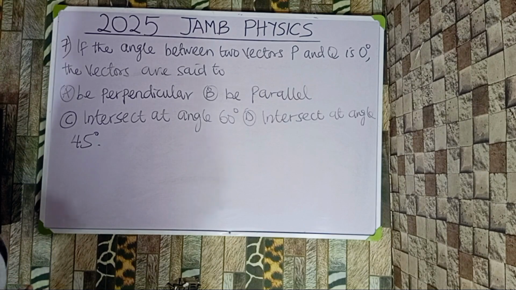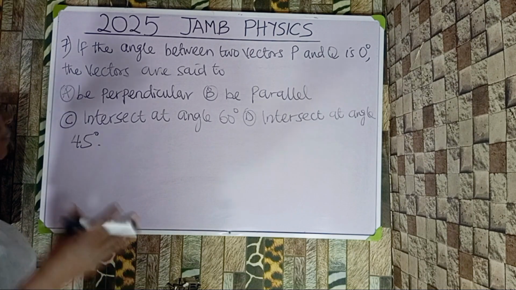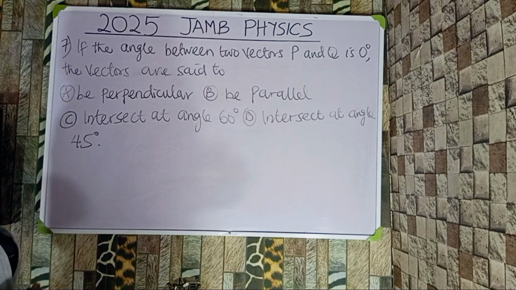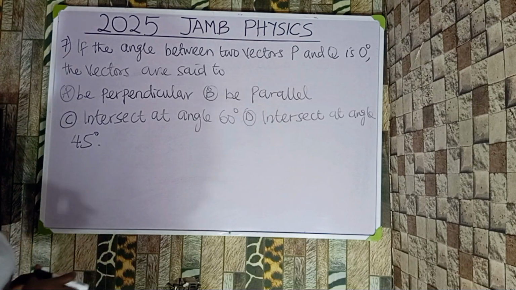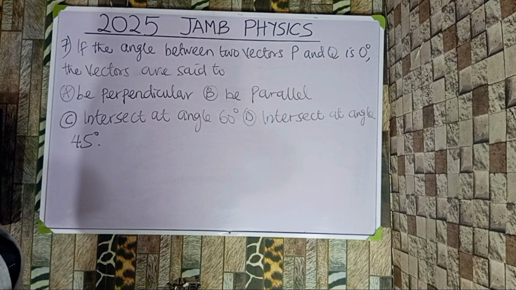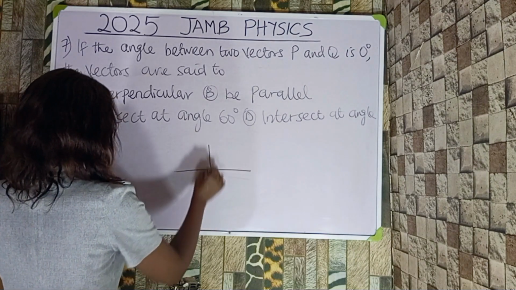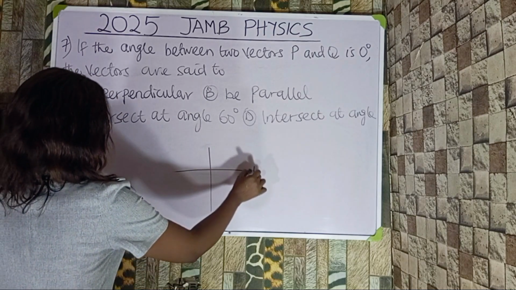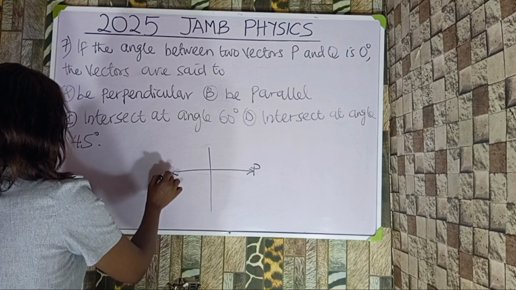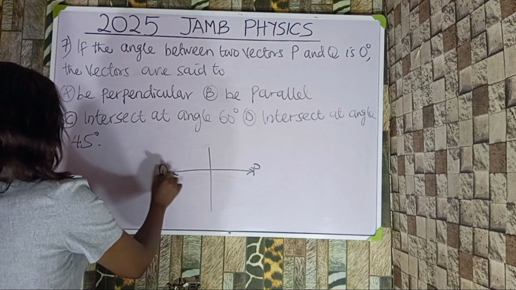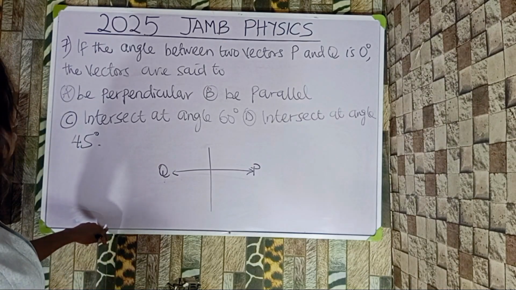If the angle between two vectors P and Q is 0 degrees, the vectors are said to what? Option A, be perpendicular. Option B, be parallel. Option C, intersect at angle 60 degrees. And option D, intersect at angle 45 degrees. Now, you must know something, that if you're resolving a vector, we are resolving to the horizontal component. For example, we have these two vectors. We have vector P and we have vector Q, right?